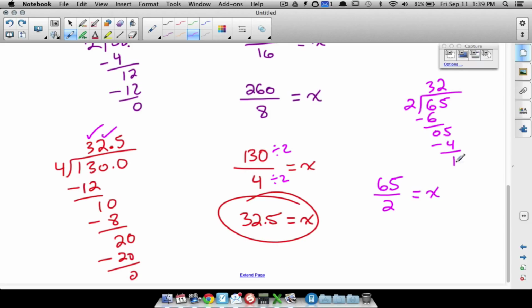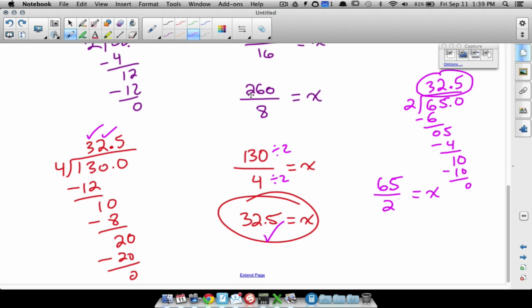Slide that down. This is, again, 65.0, 32 point something. We'll bring down that 0. 2 goes into 10 5 times, and 5 times 2 is 10. We have a remainder of 0. So look at that answer. 32.5, we're getting the same exact thing.